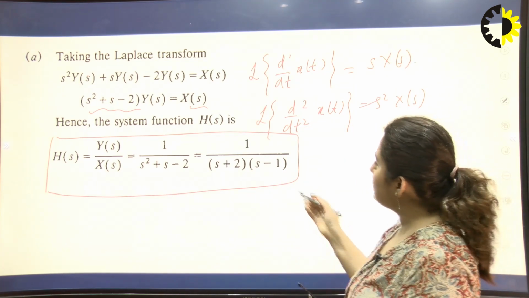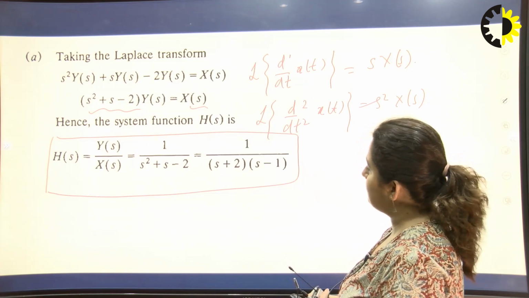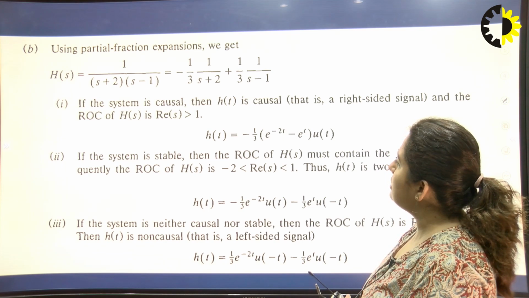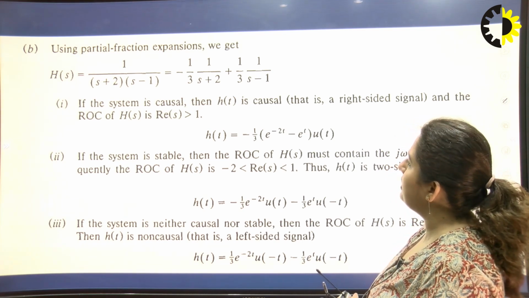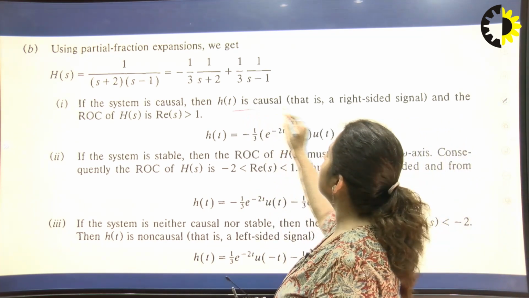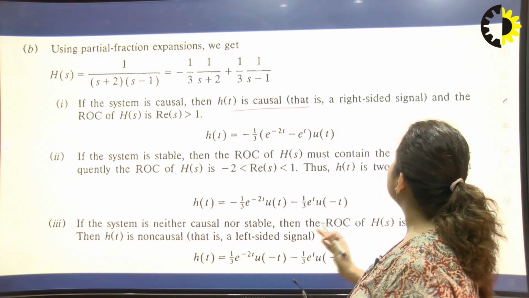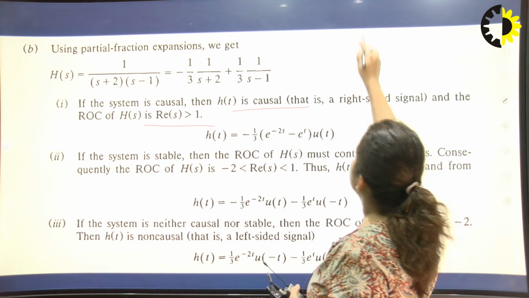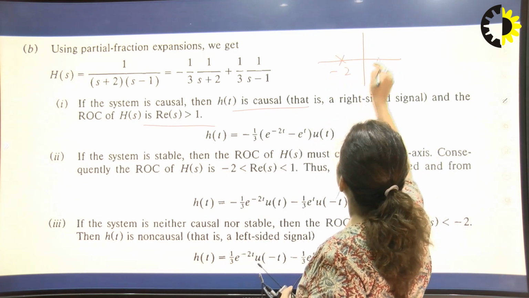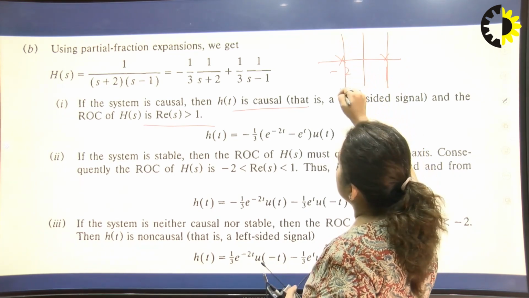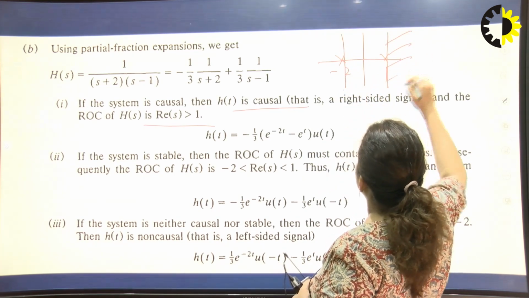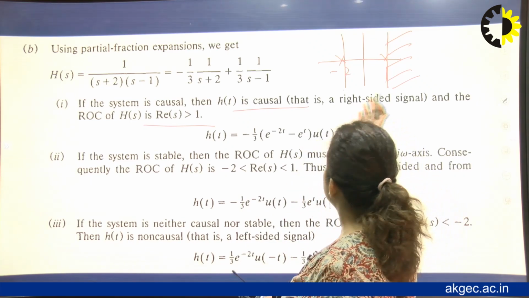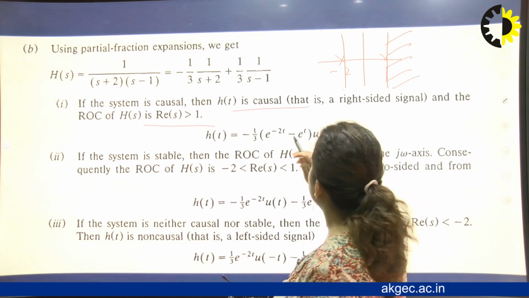We can solve this and find the roots, that is s equals -2 and s equals 1. Then we can find the impulse response for the different ROCs. If the system is causal, then h(t) is a right-sided signal, and the ROC of H(s) is always real of s greater than 1, because if you draw it, the poles are at -2 and 1. So for causality, we have a right-sided signal, that is real of s greater than 1.